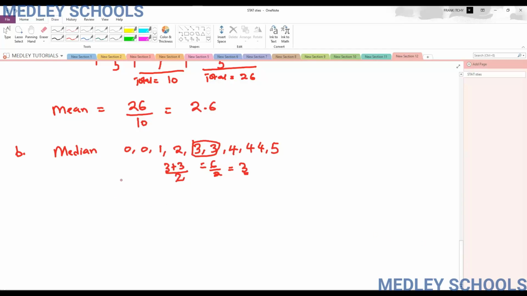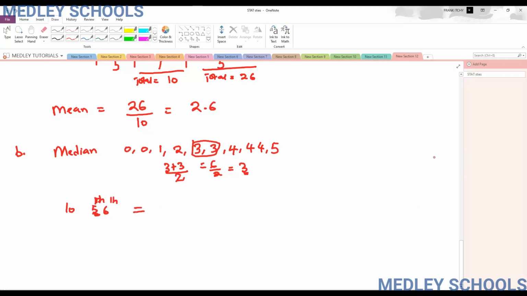Now since we have frequency, we have 10 people there, that means the middle of 10 is 5. Now that means if you divide it, the number is going to be in between 5 and 6. So that means the median is going to be between 5 and 6. So that means it is going to be between the 5th rank and 6th rank.